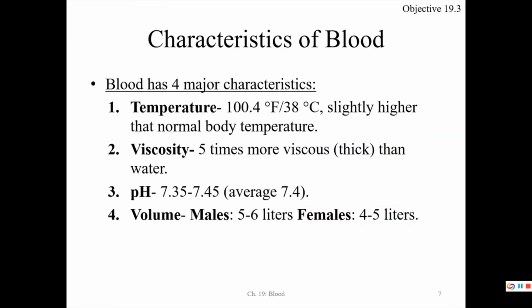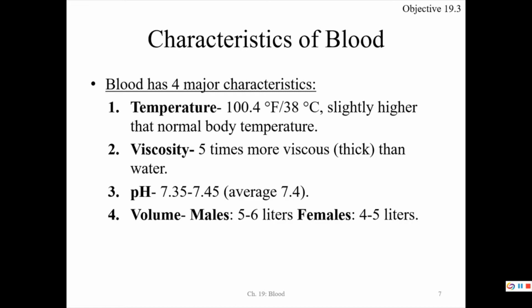All right, let's talk some properties. Blood has some major properties. Number one, it's a little bit warmer than average body temperature. Average body temperature is 98.6 degrees Fahrenheit, 37 degrees Celsius, so blood is a degree Celsius greater, slightly higher than a normal body temperature. Blood is 5 times thicker, or 5 times more viscous, than water. So, in fact, blood is thicker than water.